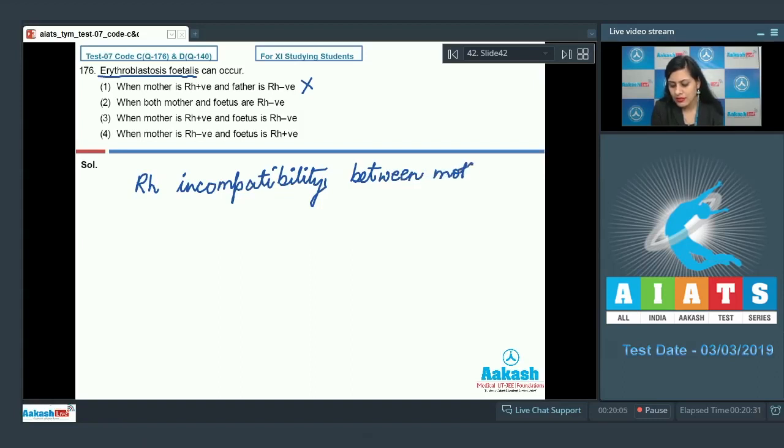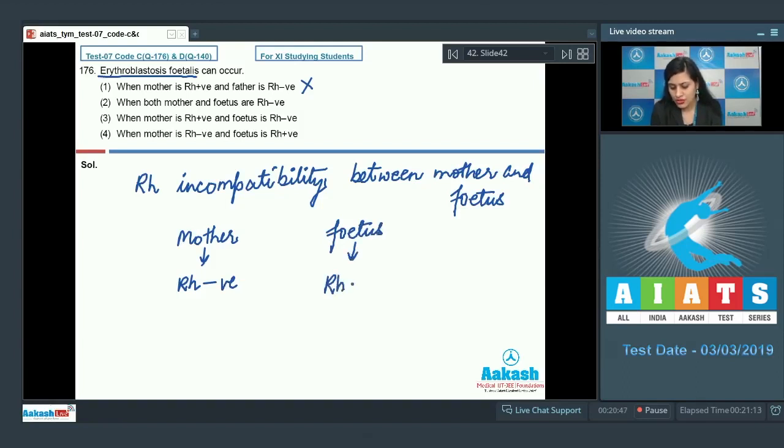between mother and fetus, where mother is Rh negative and fetus is Rh positive. And when mother is Rh negative and father is Rh positive, then there is a possibility that fetus can be Rh positive. So this is an incorrect option.